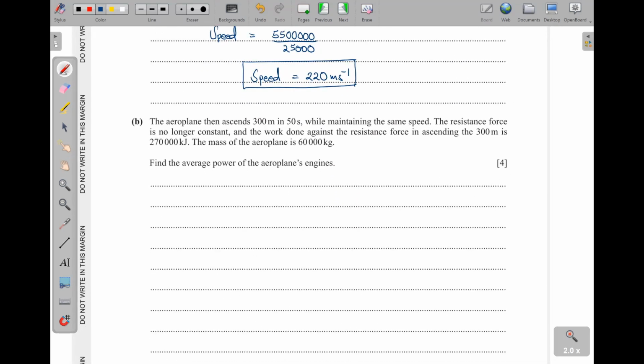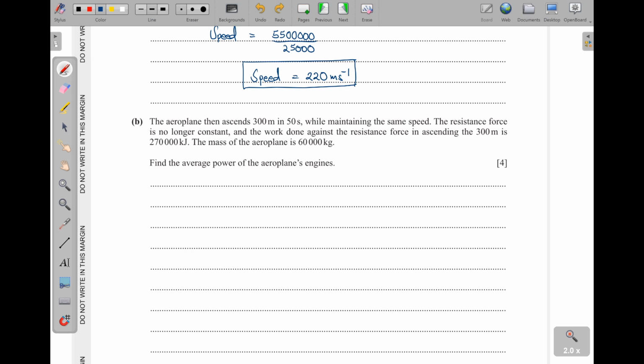Then part B, the airplane then ascends 300 meters in 50 seconds while maintaining the same speed. The resistance force is no longer constant, and the work done against resistance force in ascending 300 meters is 27,000 kilojoules. The mass of the airplane is 60,000 kilograms. Find the average power of the airplane's engine. If they say ascends, then it is going to be vertical in this case.